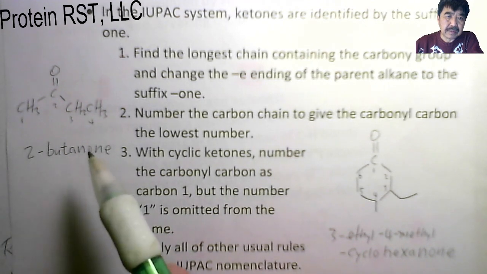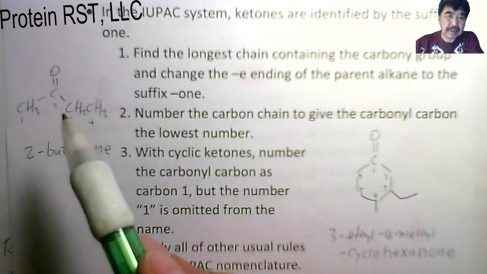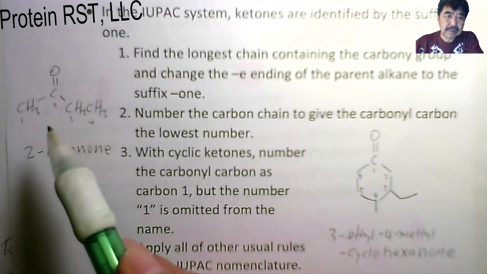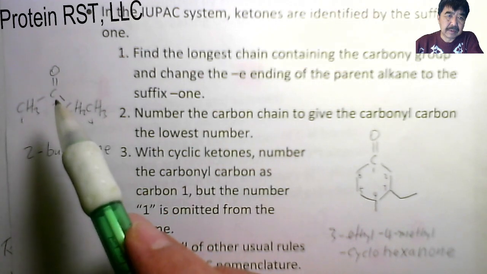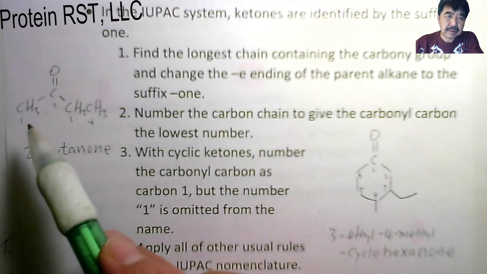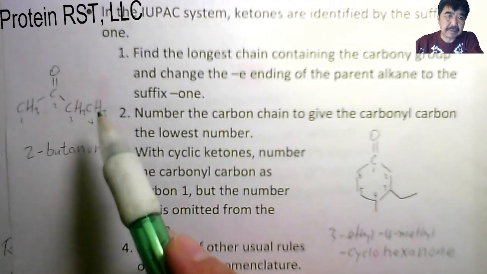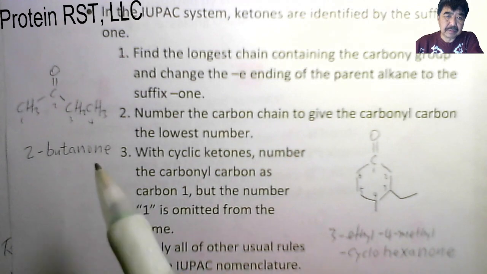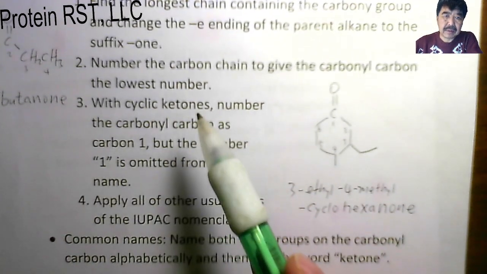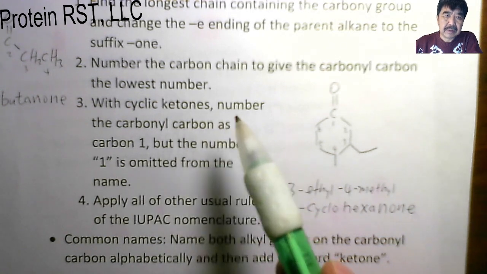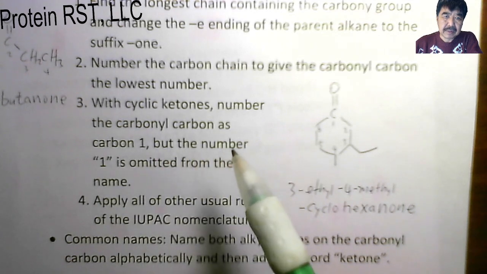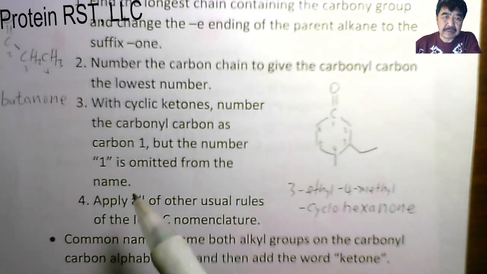This is butanone. The parent chain has 4 carbons, and give this carbonyl carbon the lowest number. So this is 2, numbering 1, 2, 3, 4. So it's 2-butanone. With cyclic ketones, number the carbonyl carbon as carbon 1, but the number is omitted from the name.